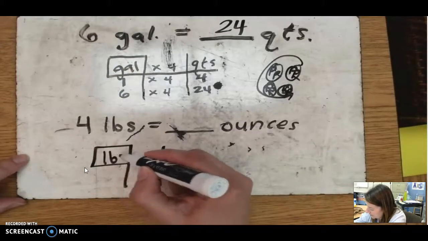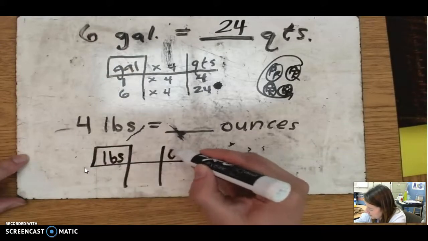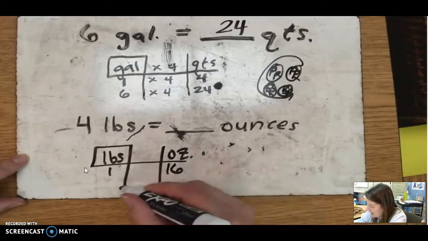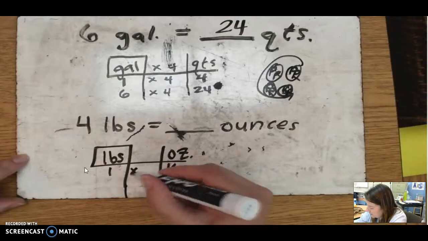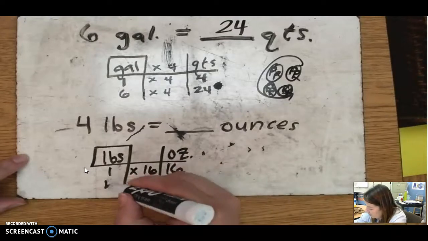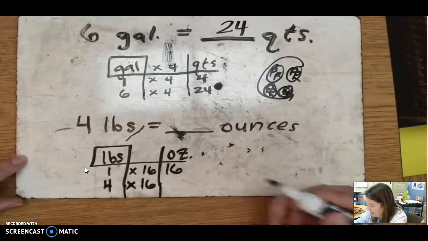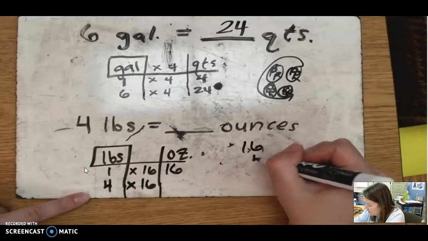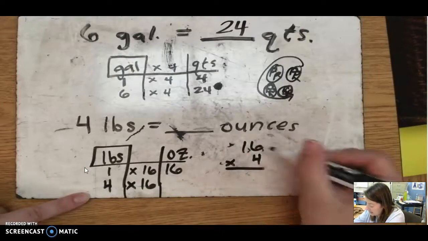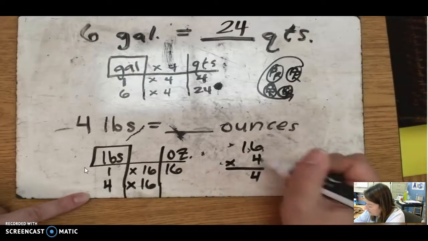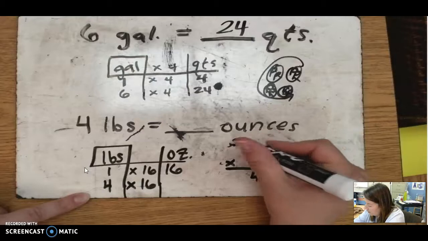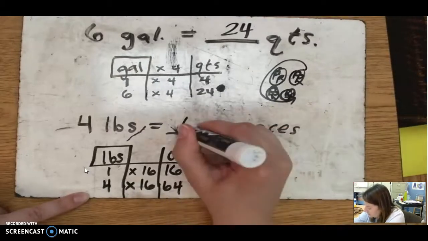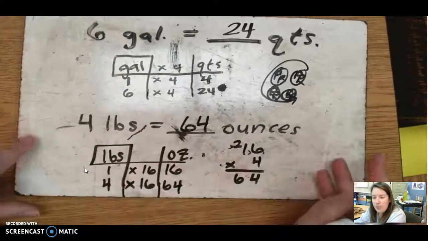Well, I have pounds. I'm looking for ounces. 1 pound is 16 ounces. So we're going to times 16. So 4 pounds would be how much? I don't know my 16s off the top of my head. I'm going to have to multiply that. 6 times 4 is 24. 4 times 1 is 4 plus 2 is 6, so 64. So that's how we did just simple conversion.